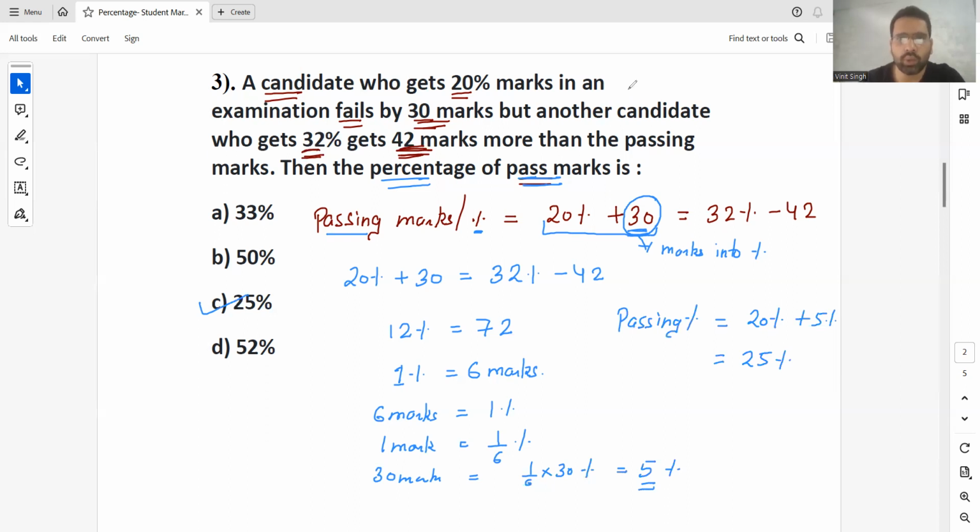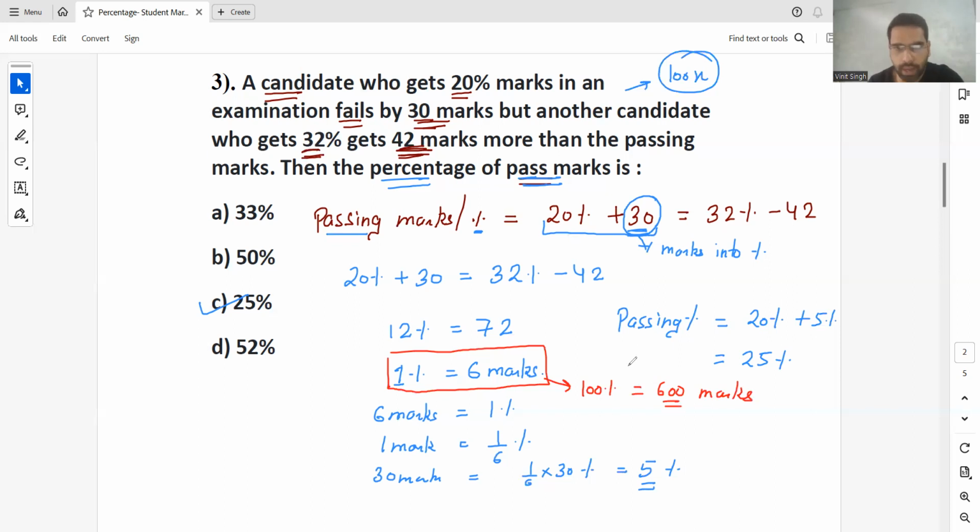Now you can take the total marks as 100x and try to solve this question. You can get the same answer, but in the examination, we have to save the time. So we will apply this method and we can easily find out passing percentage, passing marks, and total marks. Here, 1% is equal to 6 marks. If we have to find the total marks, so 100% is equal to 600 marks. So total marks will be 600.